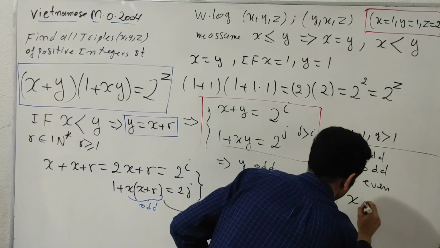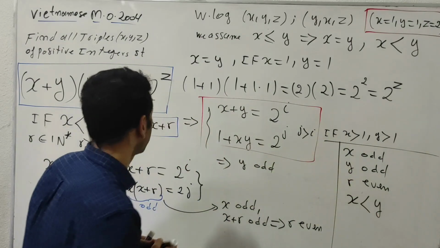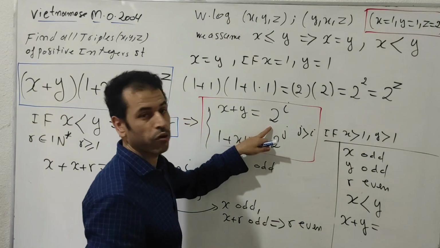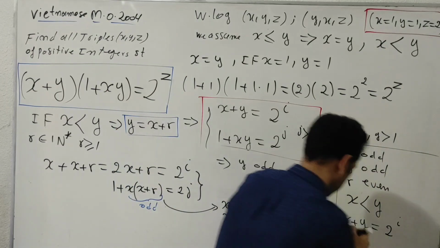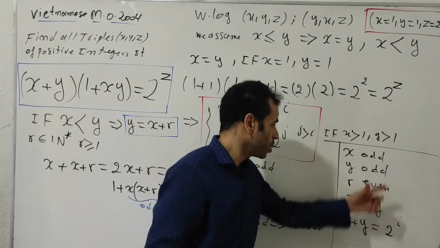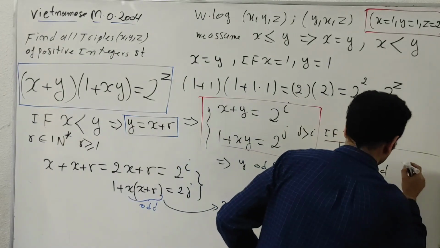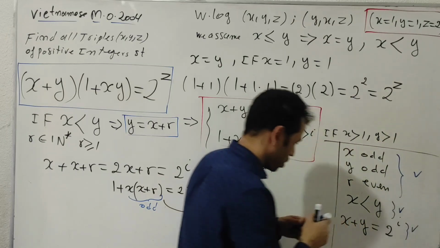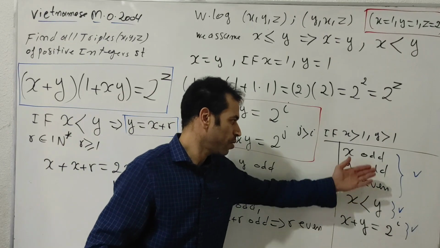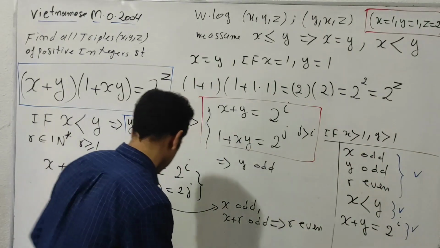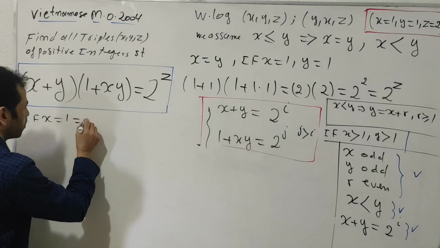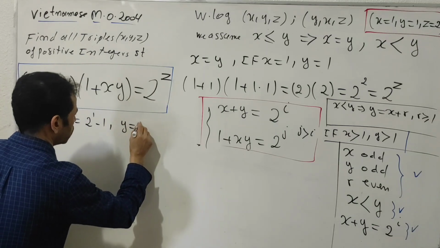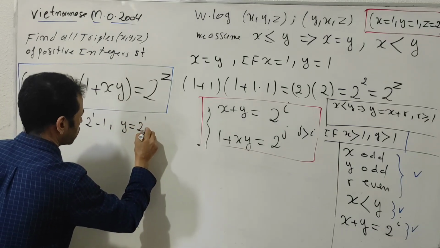I know x is strictly less than y by assumption. I also know the sum of these two terms is a power of 2, 2 to the i. So I know three things. Based on this information, in addition, I'm going to check a few obvious cases here. If x equals 1, which can be written in this form, 2 to the 1 minus 1, and y equals 2 to the 1 plus 1.